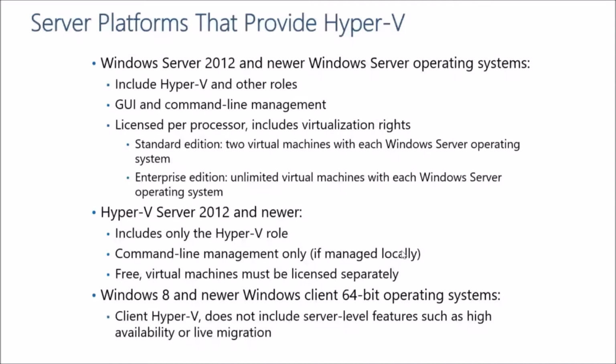Hyper-V is licensed per processor, and it includes virtualization rights. What does that mean? If you remember, the standard gives you 2 virtual machines, each with Windows Server operating system for free, if you paid for the physical host already. With the data center, it gives you an unlimited number of virtual machines for that physical server. And obviously, the original licensing is based on the number of CPU cores. So don't think you can just have an unlimited number of virtual machines. Really, it's limited by the physical resources.